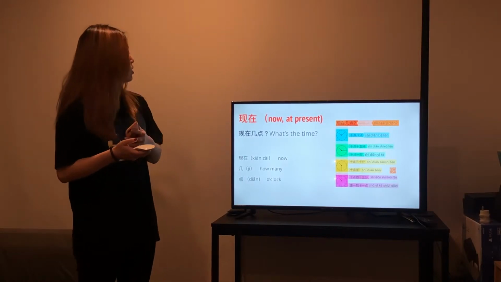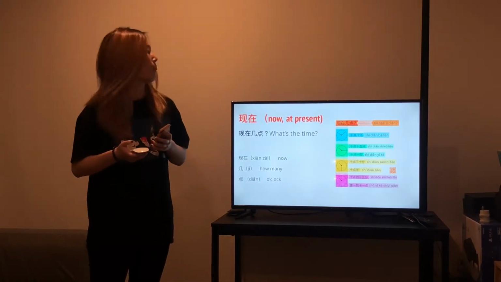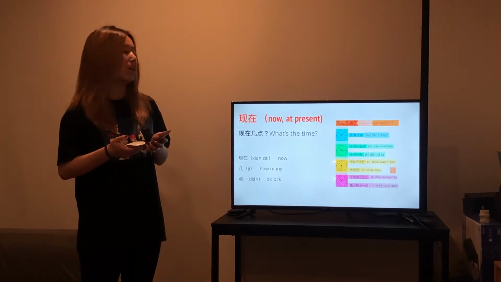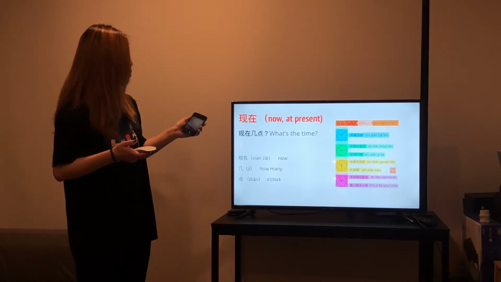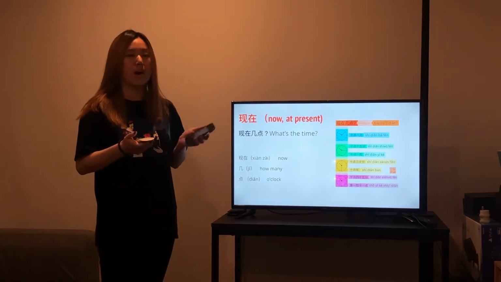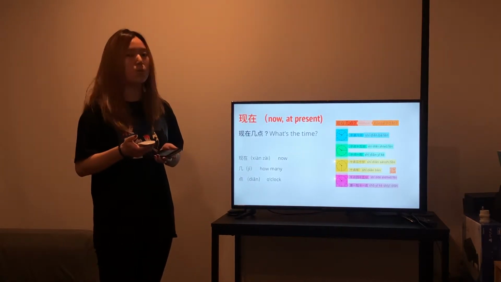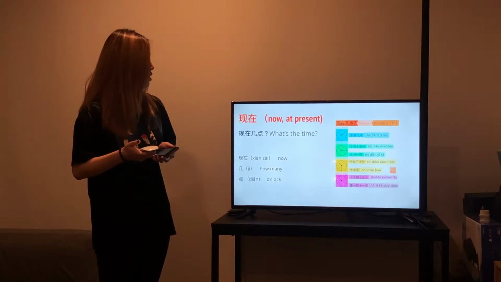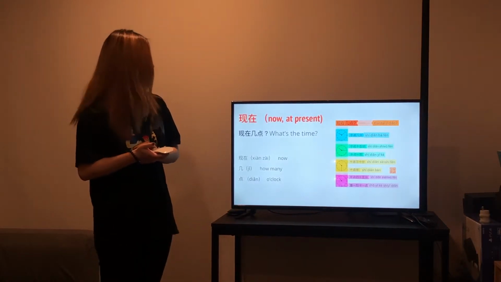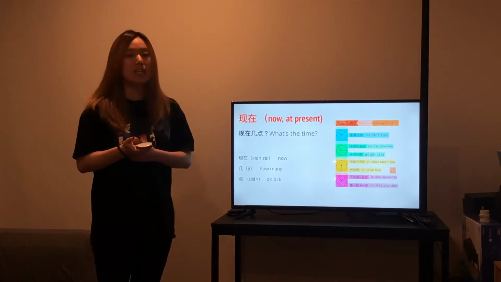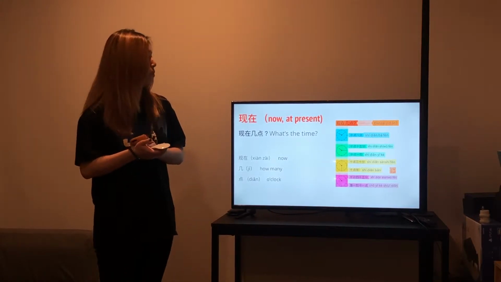Okay, so we will talk about now. Now is 现在, which means at present, and so we always will ask what is the time, what time is it, something like that. So in Chinese we will say 现在几点. 现在几点 means what time is it.